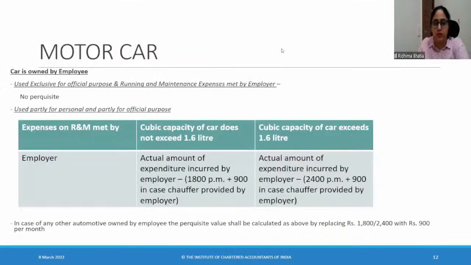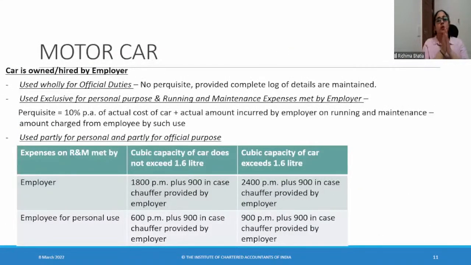Towards the summary, simple. Car owned by employer, carefully. Car owned by employer, personally running and maintenance is borne by employer. Official purposes, nothing taxable. Fully personal purposes, car ka value 10% and running and maintenance ka actual value fully taxable.